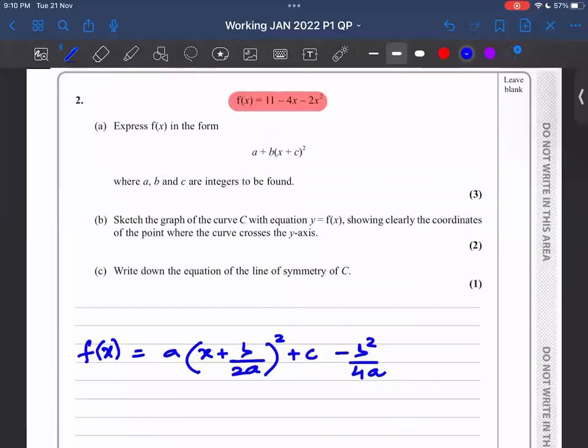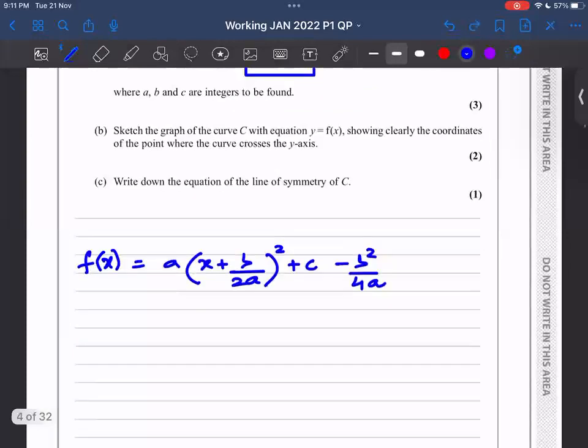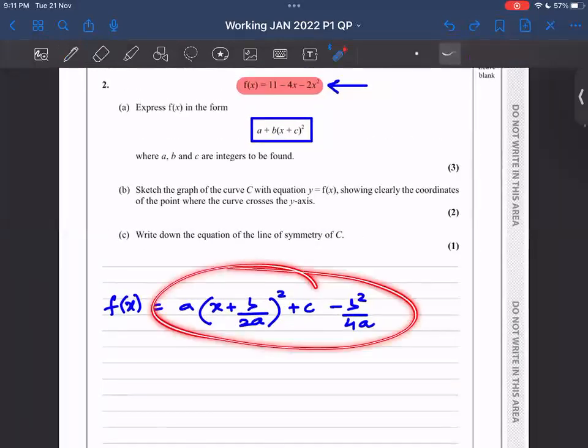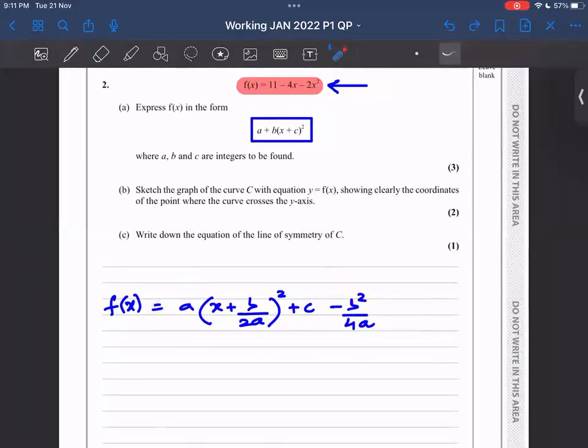Now the next question is question number 2. It says express f(x). This is the f(x). You have to express this in completing the square form, where a, b, c are integers to be found. We need to find out the value of a, b and c. So this is the formula for completing the square that we are going to use.